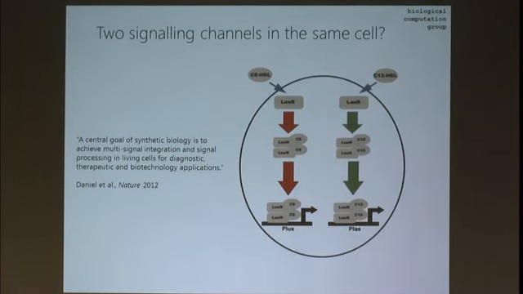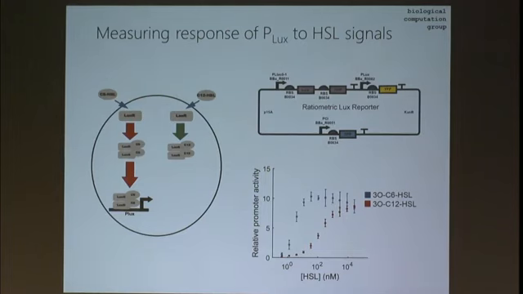So coming back to our first goal on the way towards implementing Turing patterns, can we actually take these two signaling channels and put them in the same cell and have them act independently? Well, to cut a long story short, no, you can't. It turns out there's significant crosstalk between these signaling channels, and so we used that as an opportunity to try and understand where that crosstalk was coming from and to see whether we could engineer out that crosstalk. And here's the demonstration of that.